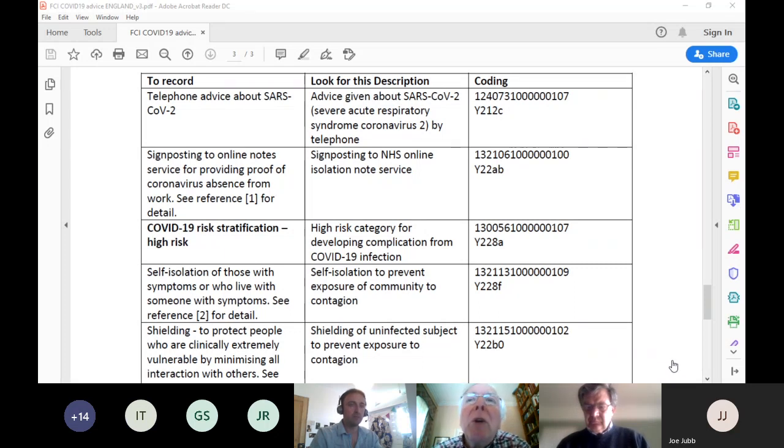Actually, the Y codes are only there because there was a problem earlier on with TPP that it was not possible initially for users to search on the SNOMED CT descriptions. So temporarily, we put the Y codes in there. I'd like to take those out. And when I'm confident that TPP users can actually search on the descriptions, I think that's what we would do.